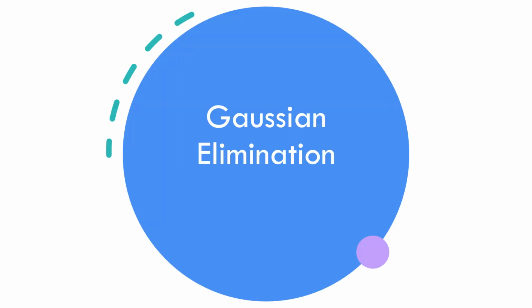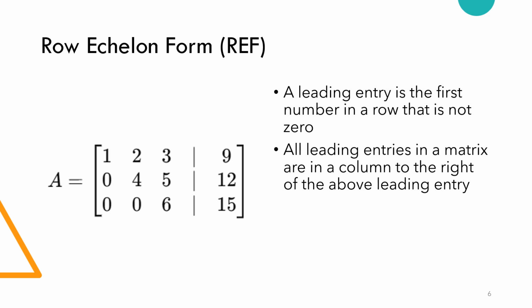More specifically, I'm going to talk about Gaussian elimination. Gaussian elimination is a method for solving systems of linear equations by transforming the system's augmented matrix into row echelon form. A leading entry is the first number in a matrix in REF form that is not zero. All leading entries in a matrix have to be in the column to the right of the leading entry above. The number does not have to be in the column consecutively next to the previous, it only has to be on the right of the previous entry.